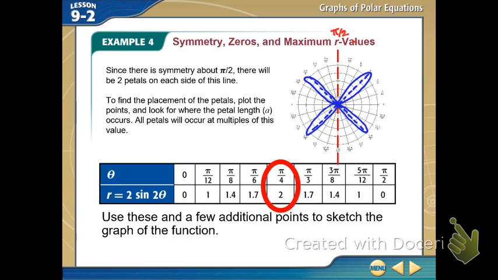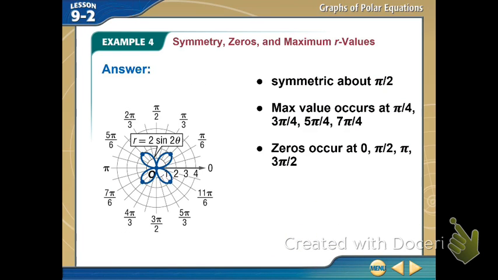And then, of course, we need to remember that these petals are only supposed to have a length of 2. I've sort of drawn them oversized. But we can also plot points on our graph to help us find the maximum value, right? There's the maximum value. It occurred at pi over the number of petals for the sine. And what we'll notice about this graph is that it is symmetric about the line theta equals pi over 2. The max value occurs where the petals are, right?